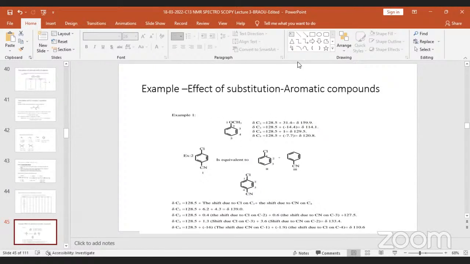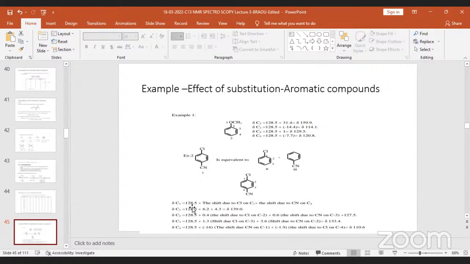Not only for anisole, any alkoxy benzenes will be in a similar range. I have taken methoxy substitution as a representative example, but for any alkoxy substitution, OR, the values are roughly these, with a little variation of plus or minus 2 ppm or so. You can calculate even for disubstituted benzenes also. For example, I have given you here parachlorobenzonitrile. It is equivalent to chlorobenzene and cyanobenzene. You can calculate this way.